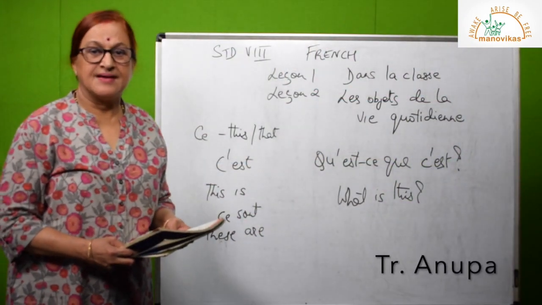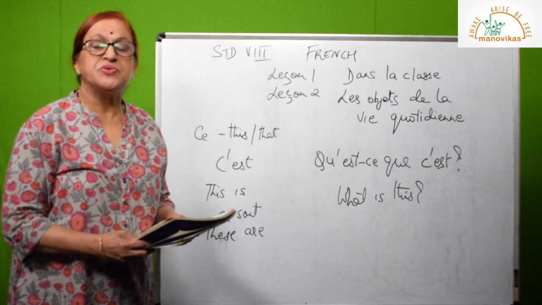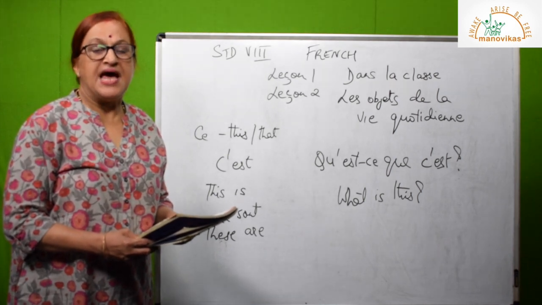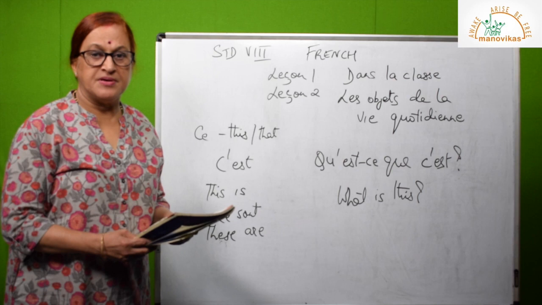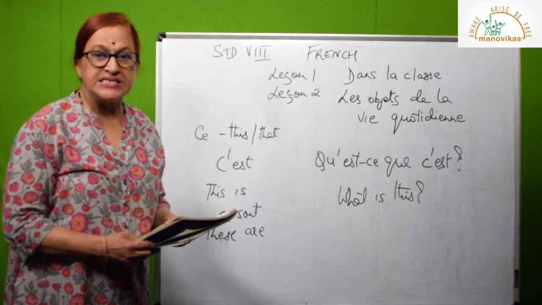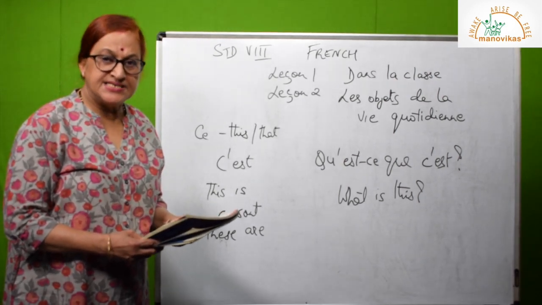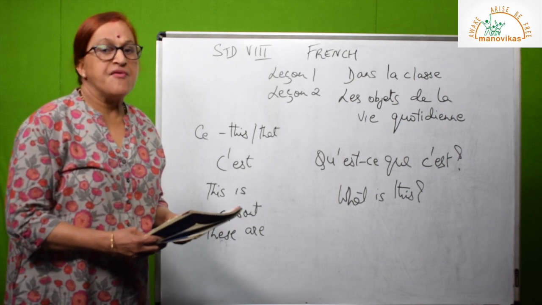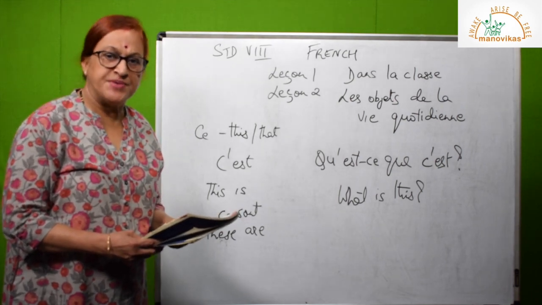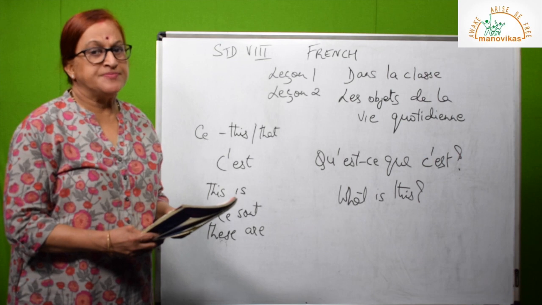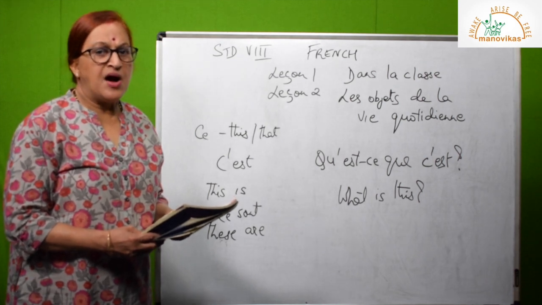Last class I had done with you alphabets, numbers, and we also saw some grammar. For example, we saw the articles, definite as well as indefinite articles, how we use it for masculine and feminine. I also taught you two verbs, that is être and avoir.